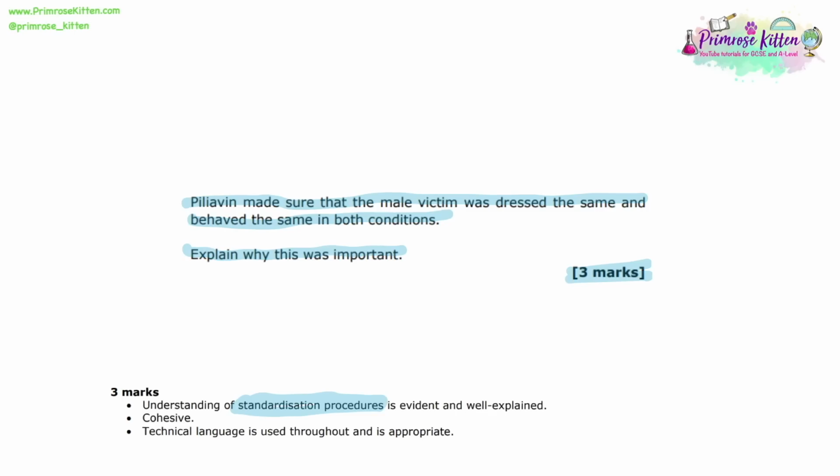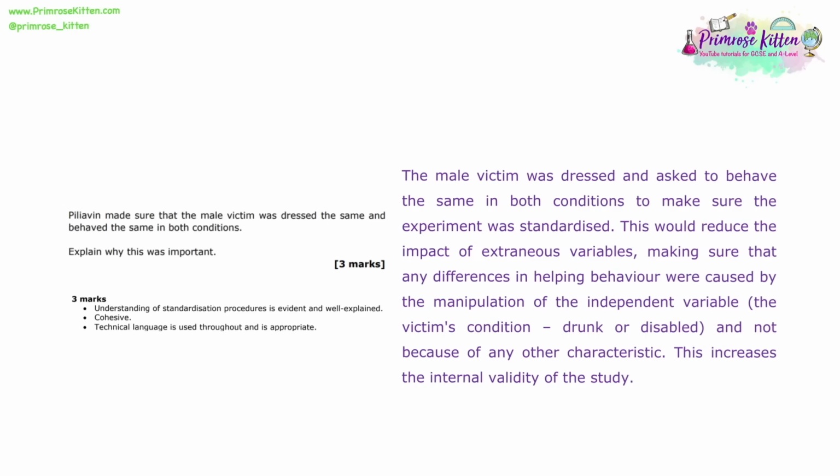The key focus of the question is why this was important. Why was it important that PhET made sure that the male victim's dress and his behaviour stayed the same in each of the conditions? When we look at the mark scheme, it tells us that we are specifically looking for standardisation procedures, keeping things consistent throughout the experiment. We must therefore be explaining why this standardisation was so important to PhET's study. Let's take a look at this model answer.